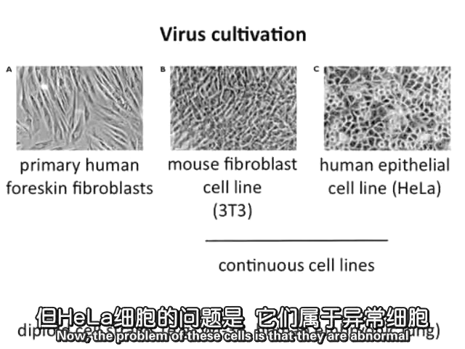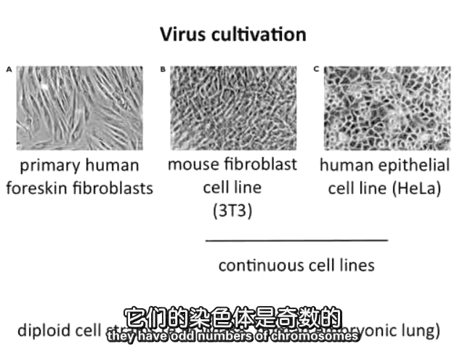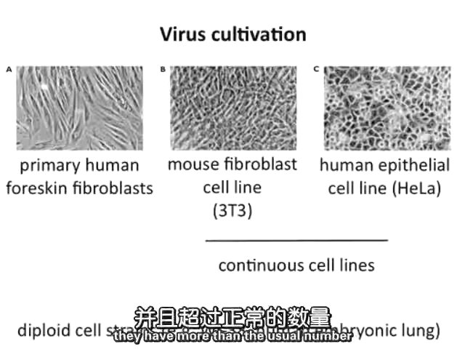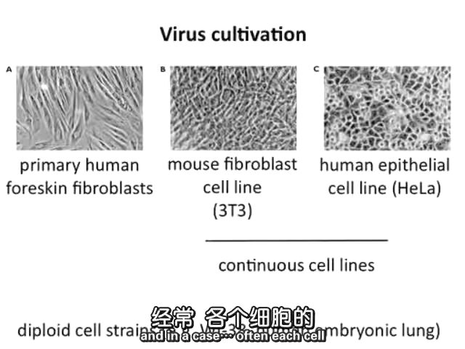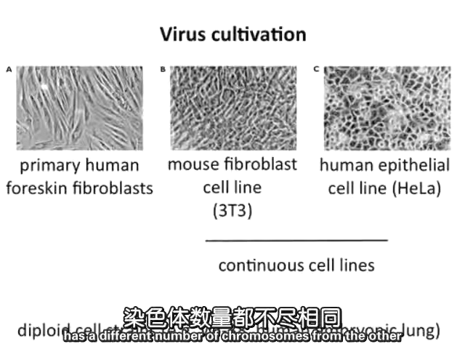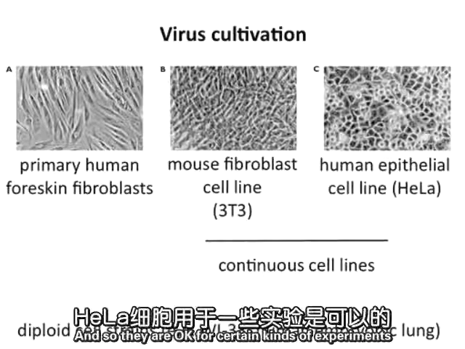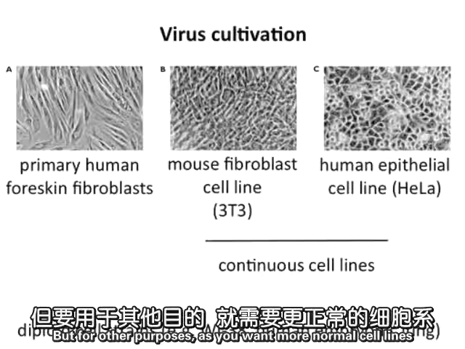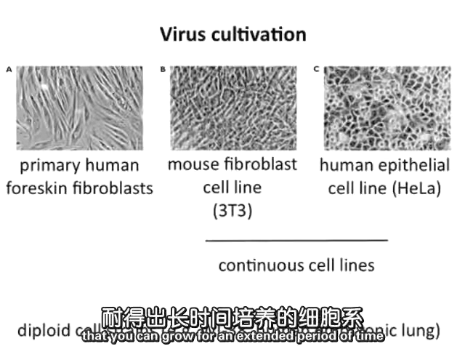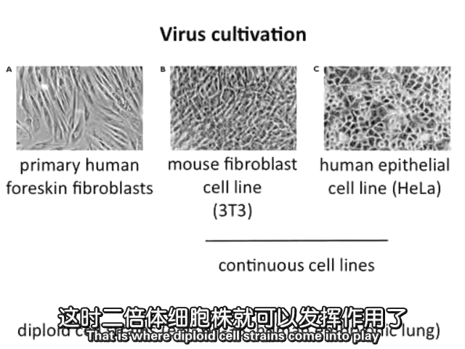Now the problem with these cells is that they're abnormal. They have odd numbers of chromosomes. They have more than the usual number. And often each cell has a different number of chromosomes from the other. So we call that aneuploid. And so they're okay for certain kinds of experiments, but for other purposes you want a more normal cell line that you can grow for an extended period of time, and that's where diploid cell strains come into play.